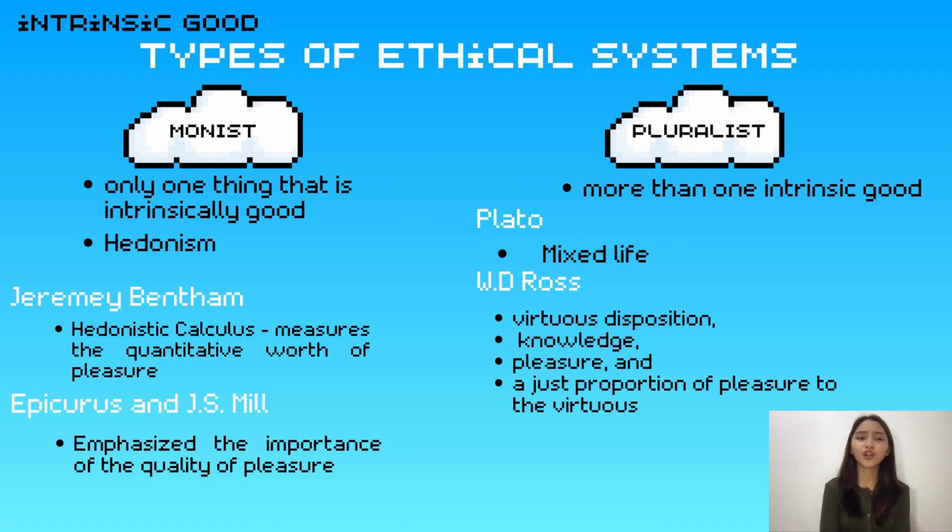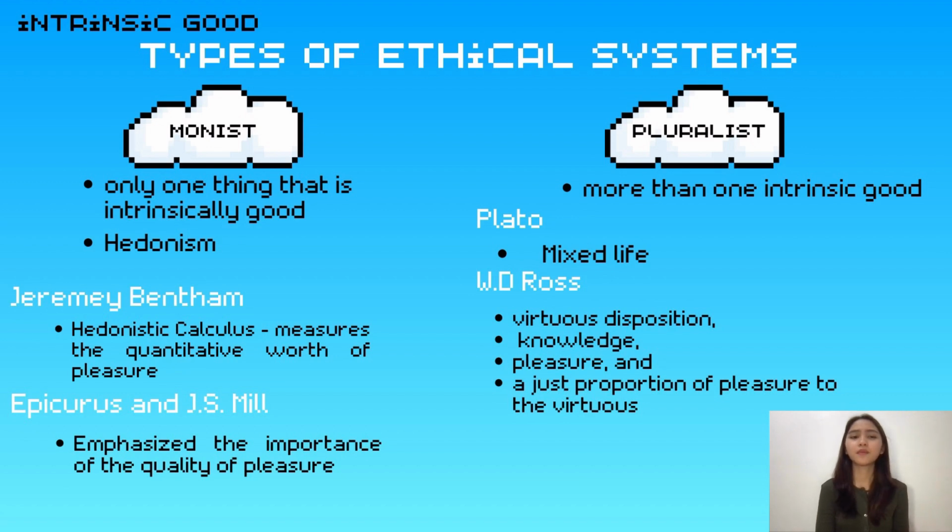The monist would argue that there is only one thing that is intrinsically good. One good example of this would be hedonism, which believes that bodily pleasure is the highest good and is the only intrinsic good. Jeremy Bentham, a moral philosopher, believed that only pleasure is intrinsically good. He emphasized his hedonistic calculus: intensity, duration, certainty, propinquity, fecundity, purity, and extent of pleasure, which will be further discussed in Module 2.